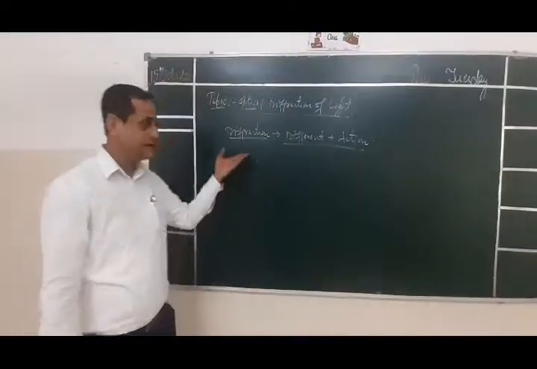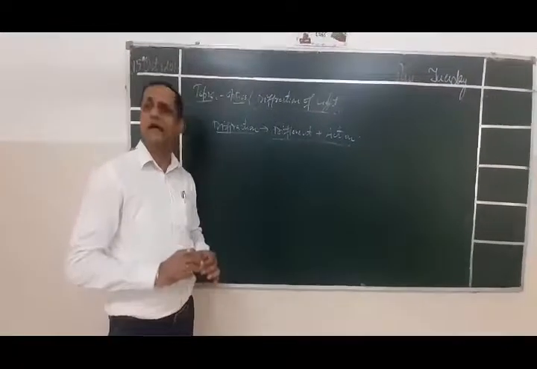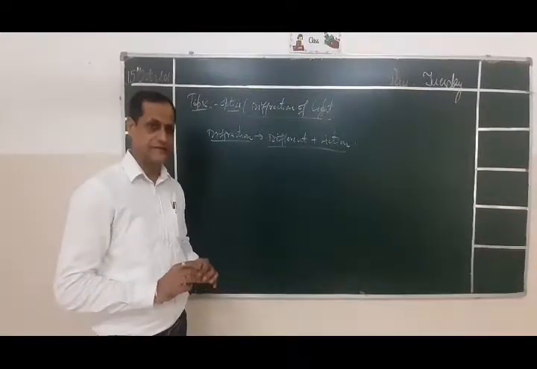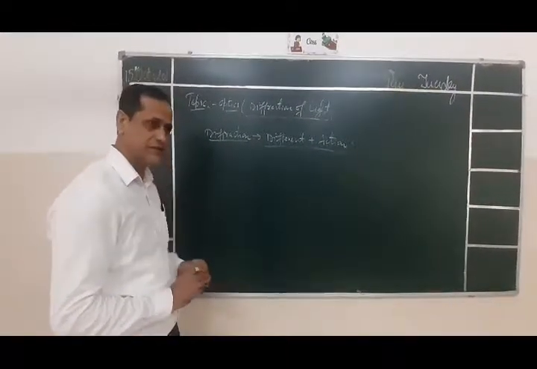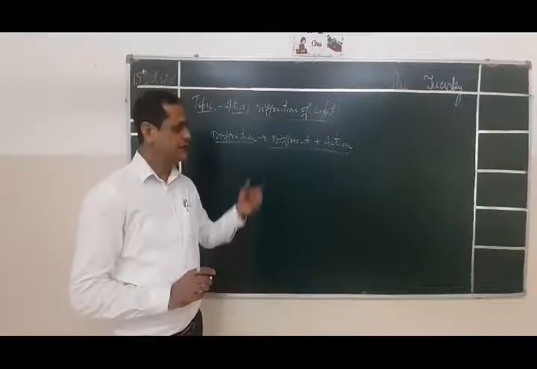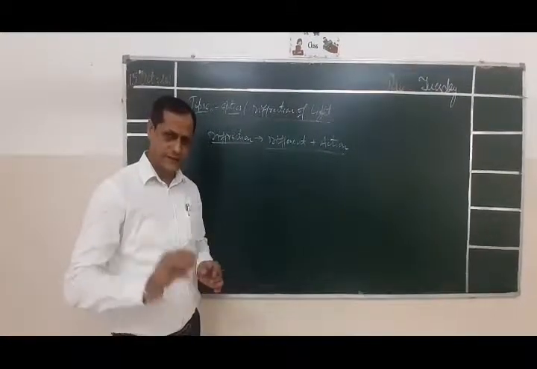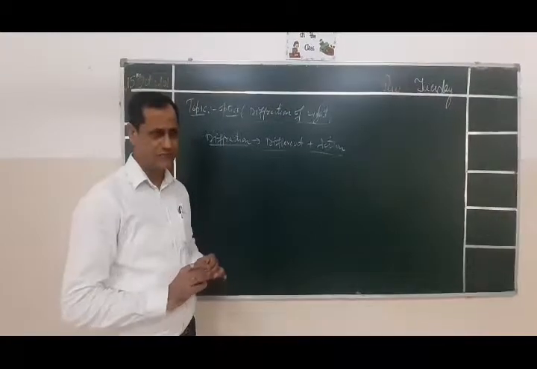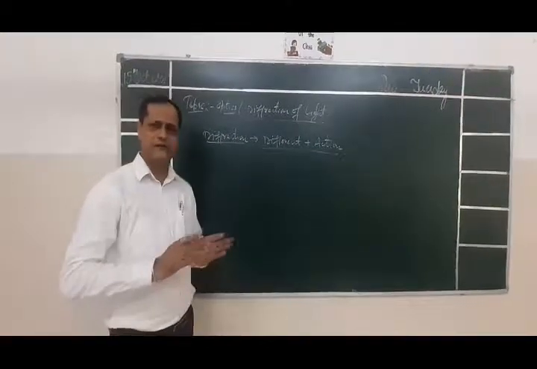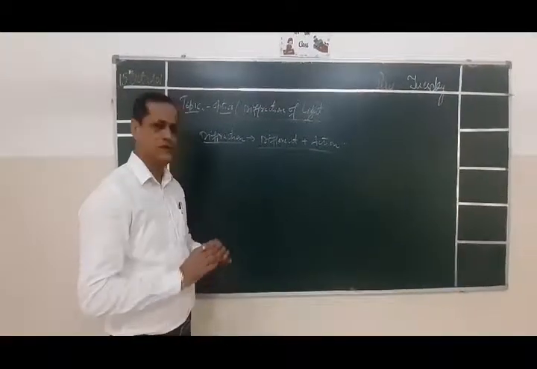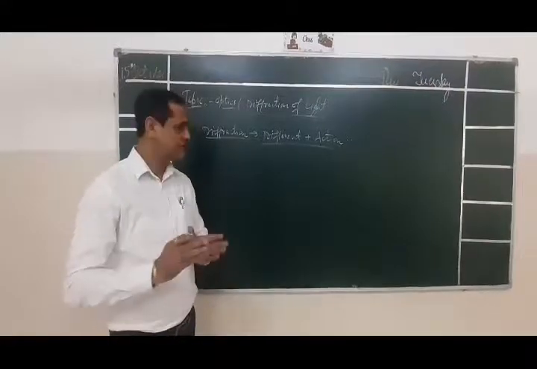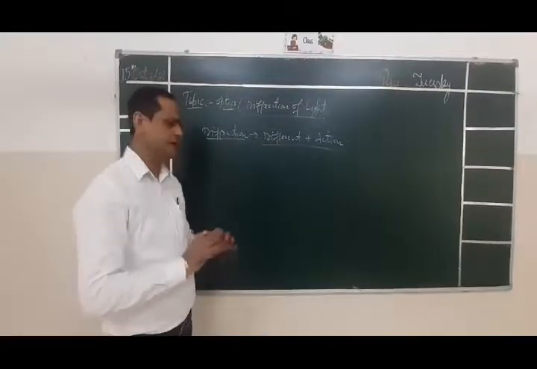As I have written here, diffraction means different action of light. So the question arises, what is different action of light? Normally light travels in a straight line, but very rarely it deviates from this property. And what is the cause when light deviates from its property?